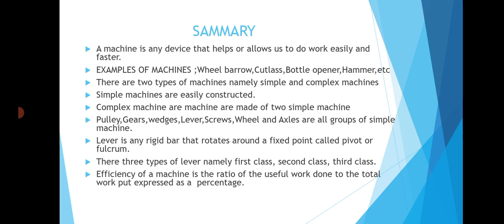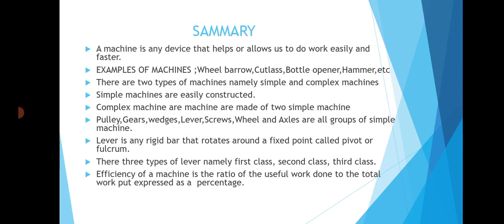Let's summarize everything. We said a machine is any device that helps or allows us to do work easily and faster. Examples of machines are the wheelbarrow, the cutlass, the bottle opener, and the hammer. We said we have two types of machine, namely the simple machine and the complex machine. The simple machines are easily constructed. Complex machines are made of two or more simple machines. The wedge, gears, pulleys, screws, wheel and axle, and the lever are all types of simple machine. A lever is a rigid bar that rotates around a fixed point called a pivot or a fulcrum. You have three types of lever: the first class, second and third class.